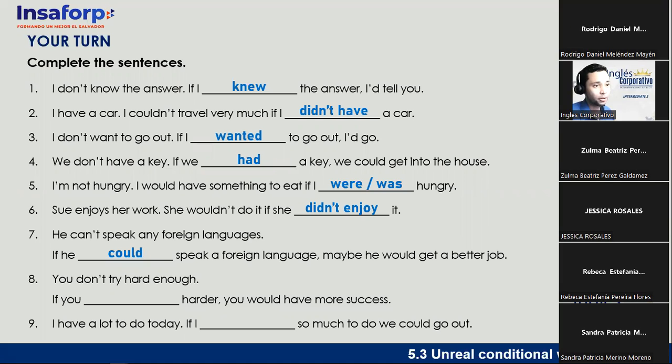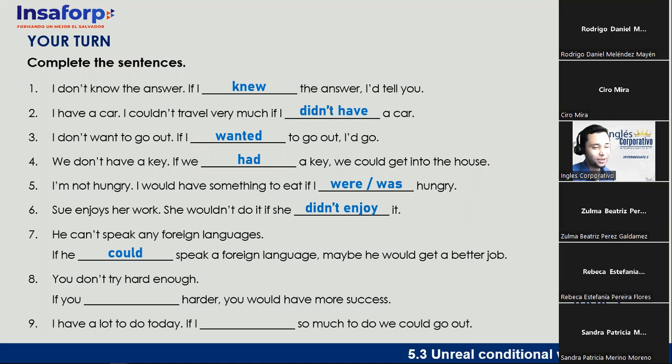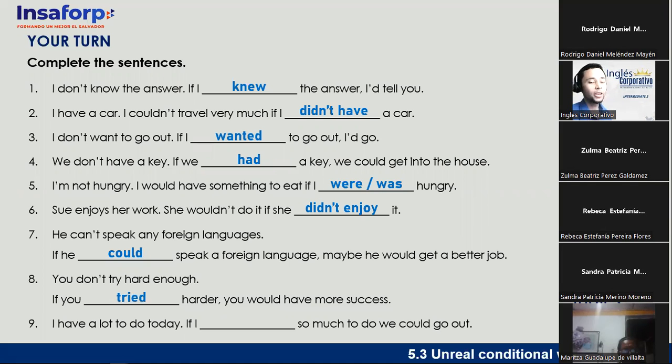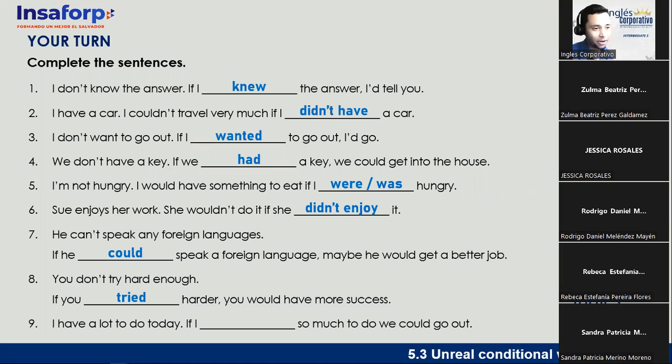You don't try hard enough. Rodrigo Daniel. And then Ciro will get number 9. Okay, Rodrigo Daniel, number 8, Ciro, number 9. You don't try hard enough. If you tried harder, you would have more success. Very good. Thank you.